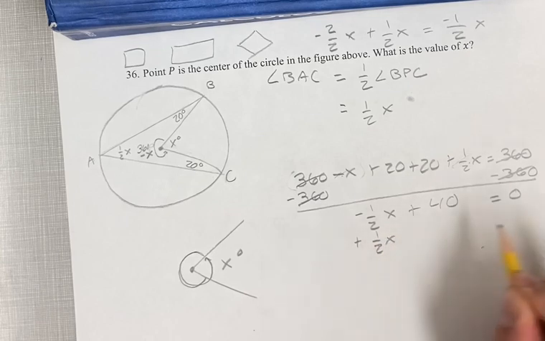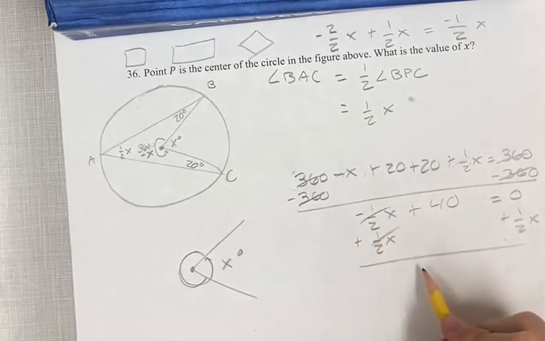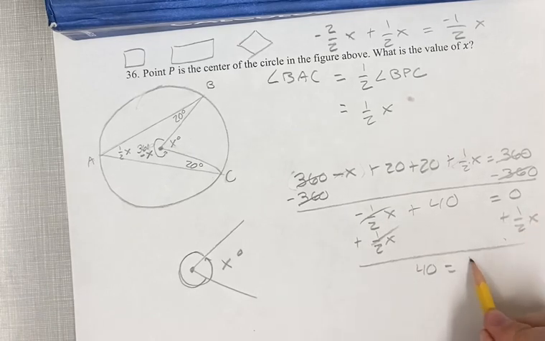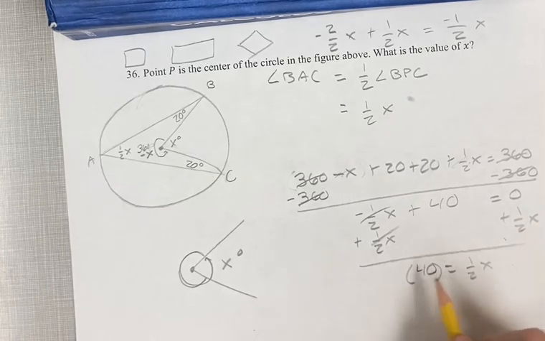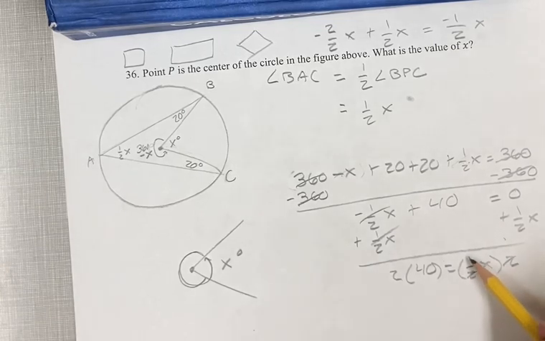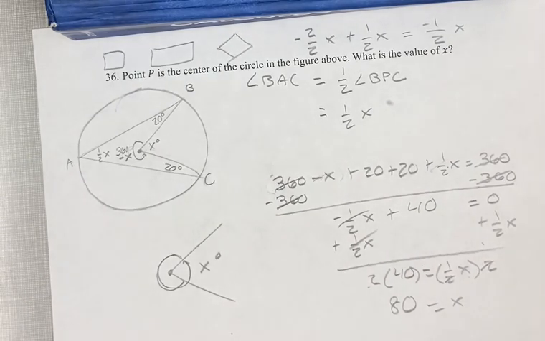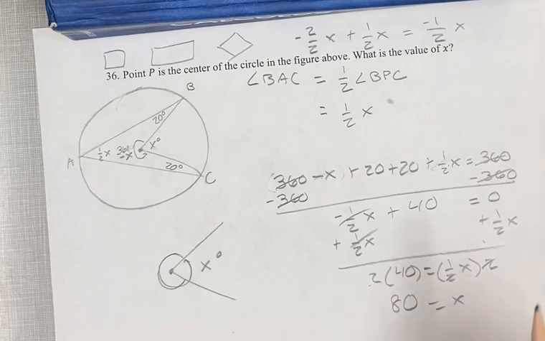Adding 1/2 X to both sides leaves us with just 40 on this side. Is equal to 0 plus 1/2 X is just 1/2 X. We want to multiply both sides by 2 to get rid of this denominator. We have 1X on this side, which is just X, is equal to 2 times 40, which is 80. So therefore, move that over so you can see it fully. What is the value of X? Final answer, X is equal to 80.